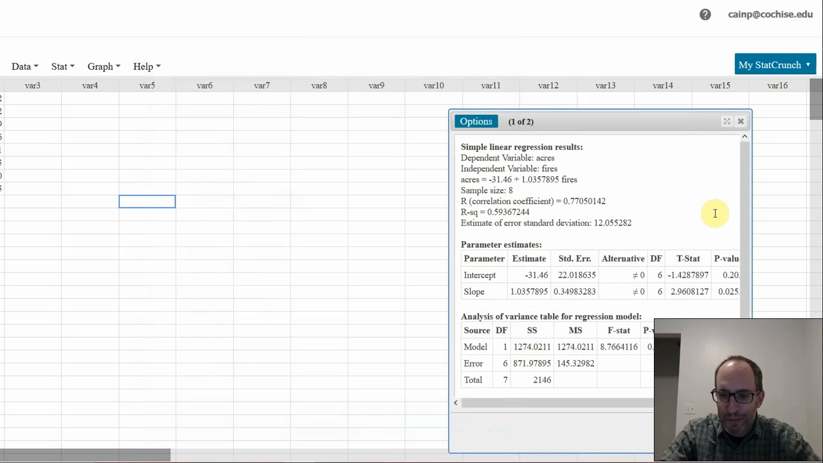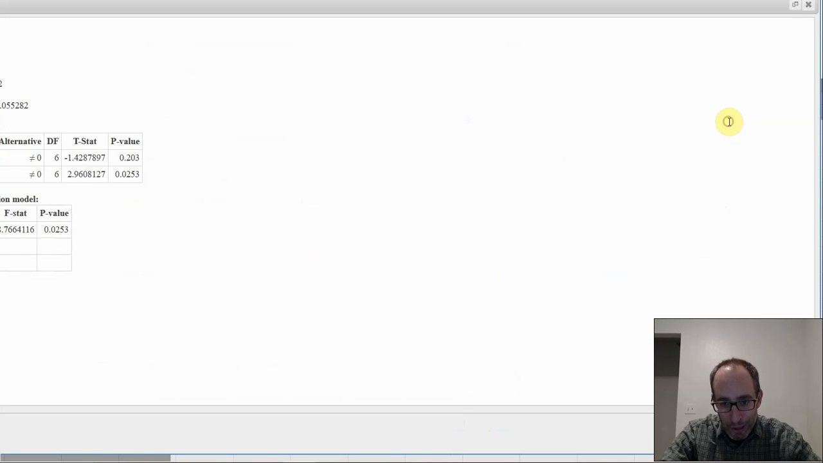So compute, and I should make this bigger because the table we need is getting chopped off. The thing that you want is in the parameter estimates table. You want the p-value in the slope row. So that's the 0.0253, right? This is the one for the acres and the fires. The one that I have in the notes is for the houseboats.